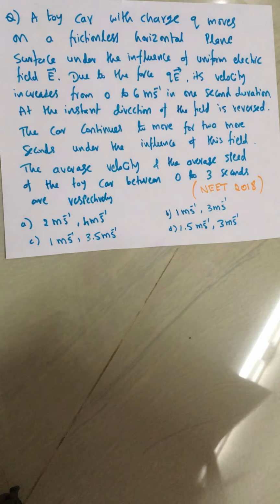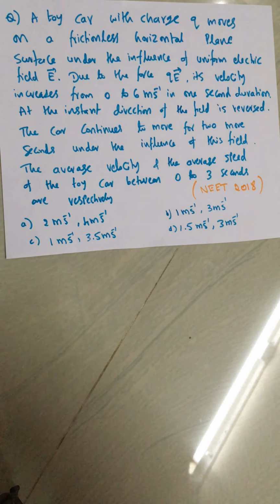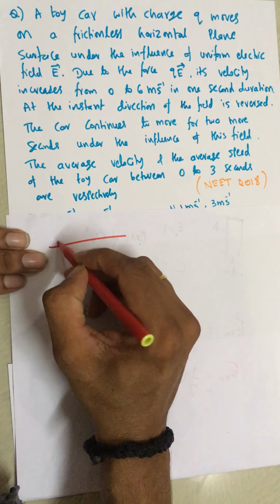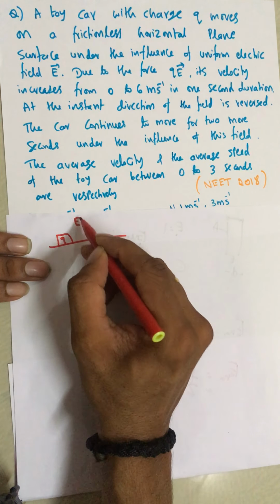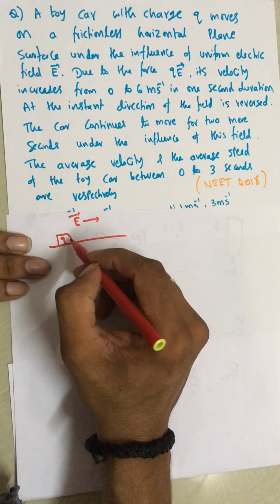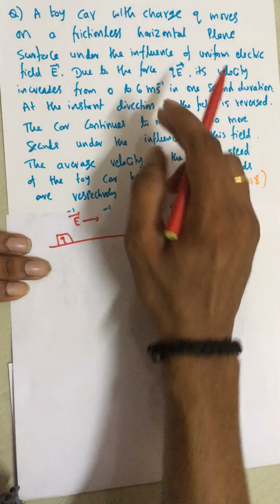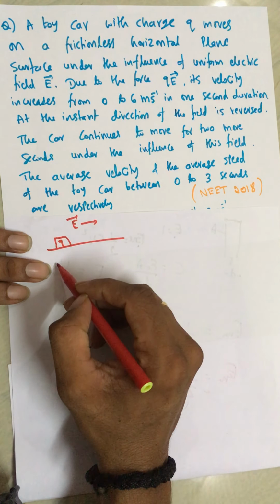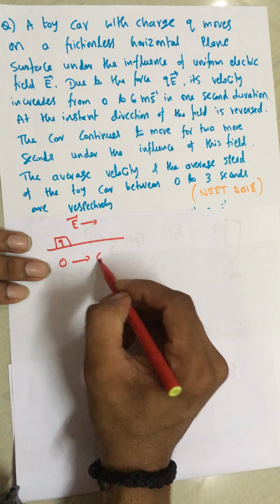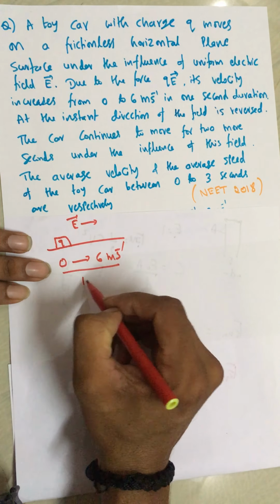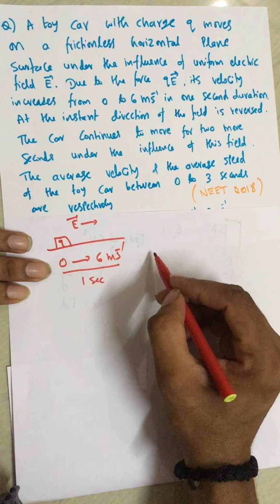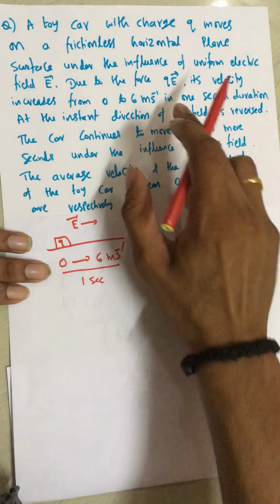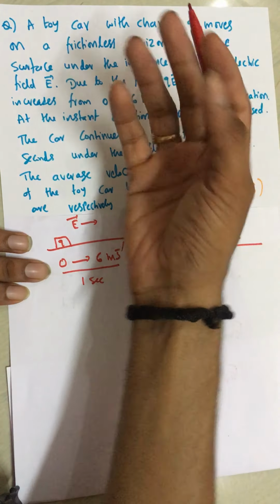So let's solve this problem. I have a toy car in which the charge is Q. The direction of the electric field is along this way. This charge experiences force Q into E. So for the first 1 second, velocity changes from 0 to 6 meter per second. For the next 2 seconds, in each 1 second, the direction of the electric field is reversed, but the amount of electric field applied is the same.